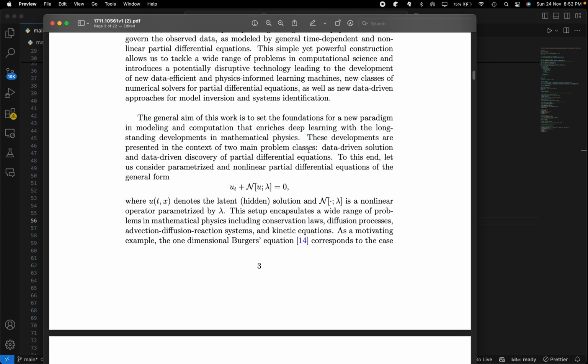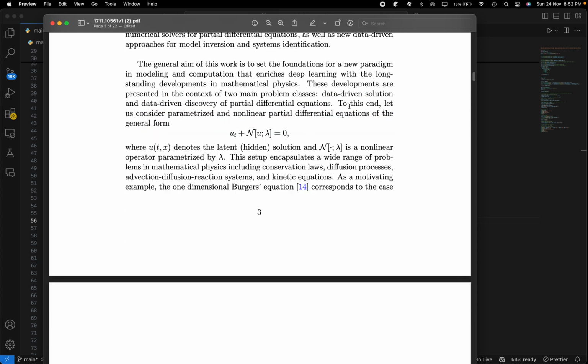So the general aim of this work is, to this end, let us consider the parameterized and nonlinear partial differential equations of the general form of this.